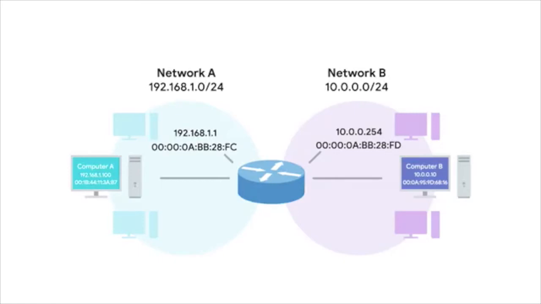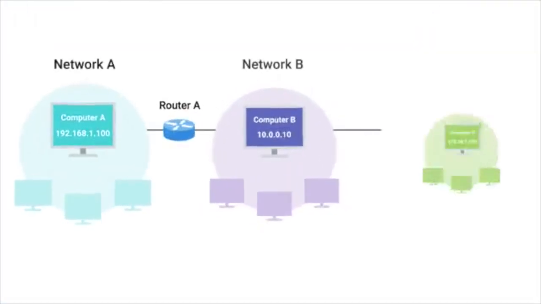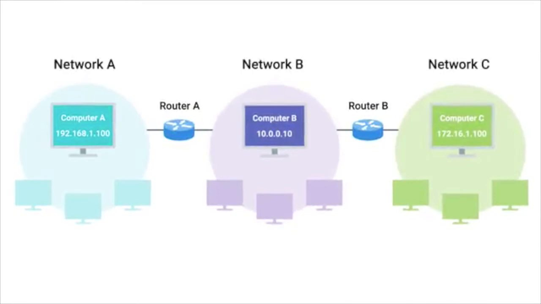We have network A, whose address space is 192.168.1.0/24. We have network B, whose address space is 10.0.0.0/24. The router that bridges these two networks still has the IPs of 192.168.1.1 on network A and 10.0.0.254 on network B. But let's introduce a third network, network C. It has an address space of 172.16.1.0/23. There's a second router connecting network B and network C.